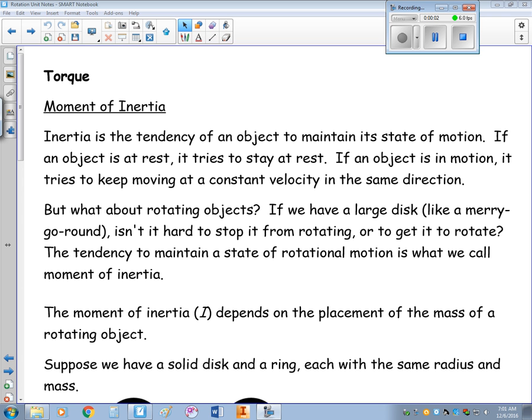This is video 3 for the rotation unit. For this one, we're going to start talking about torque. But before we do that, we have to understand moment of inertia.